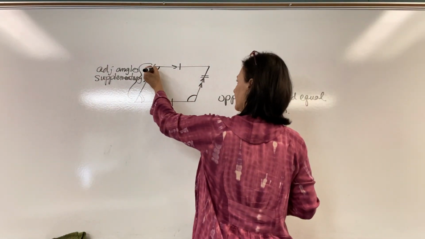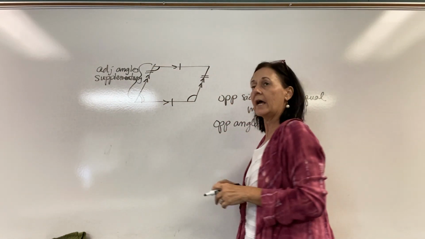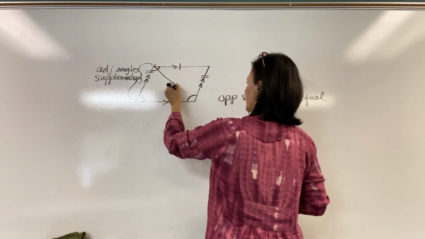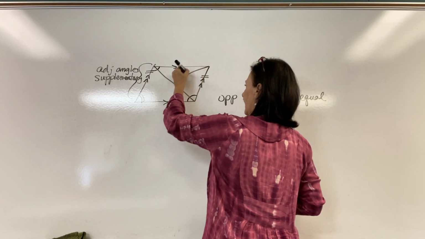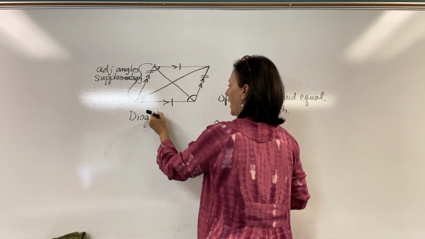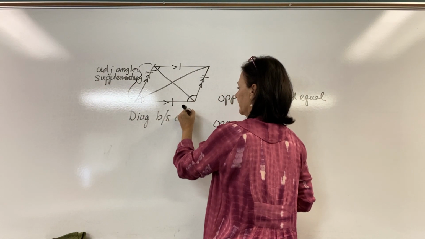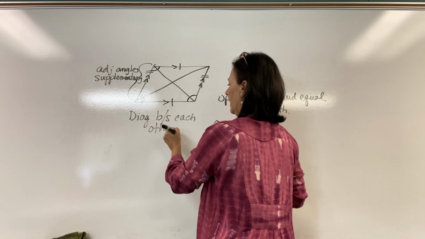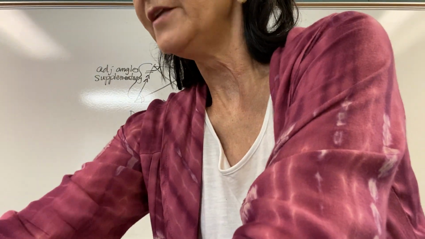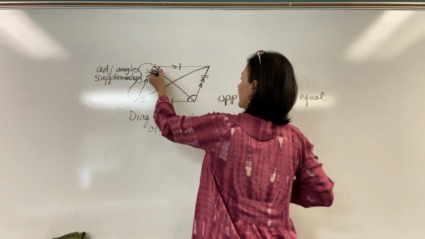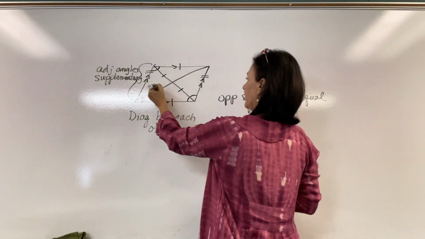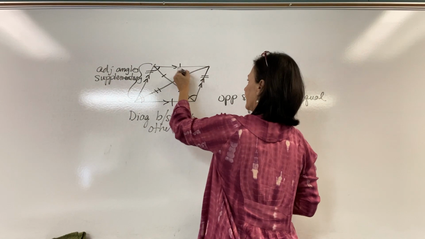And there is something true about the diagonals. Remember, a diagonal goes to non-consecutive vertices. So here's a diagonal, and here's a diagonal. And the diagonals bisect each other. They're not both equal in length, but they bisect each other, such that the length of this portion of the diagonal equals the length of that portion, and the length of this portion equals the length of that portion.